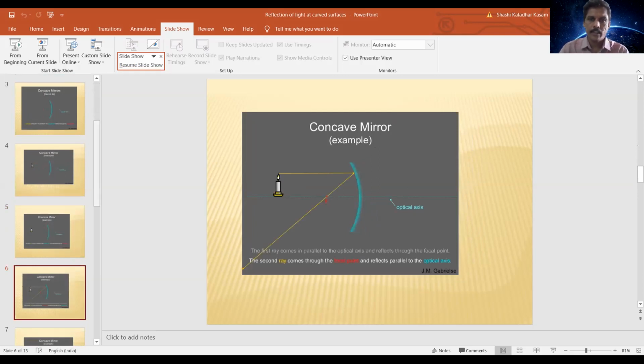See, in this one, if a ray is parallel to the principal axis and incident on the reflecting surface of a concave mirror, after reflection it must pass through the focus. This is called rule 1. What is rule 1? The ray which is parallel to the principal axis, after reflection, must pass through the focus. This is rule 1. These rules are very, very important. Now, let us see the second rule.